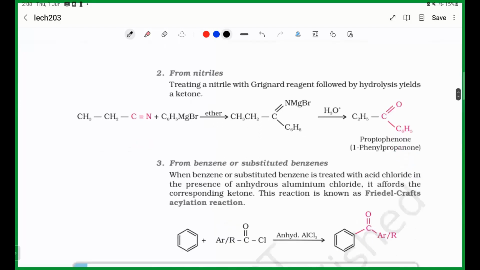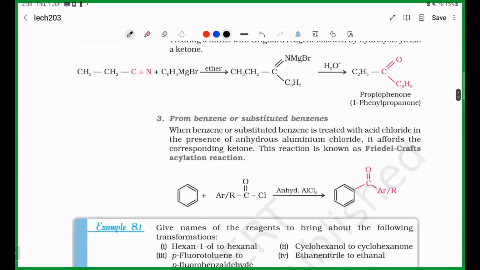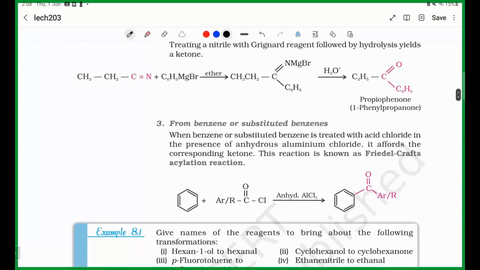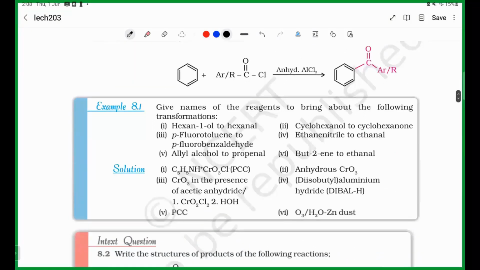I'm not going to do examples, but you can see how you might convert hexanol to hexanal, and cyclohexanol to cyclohexanone. Think about what kind of process will enable this to happen. It will be an oxidation process, so your reagent should be some oxidizing agent. You know that it is something like CrO3. Then you have physical properties.